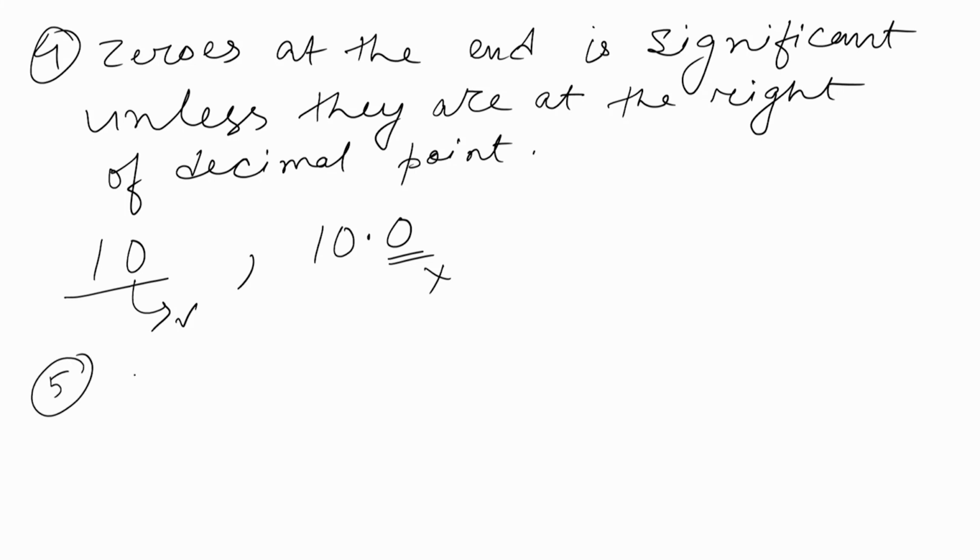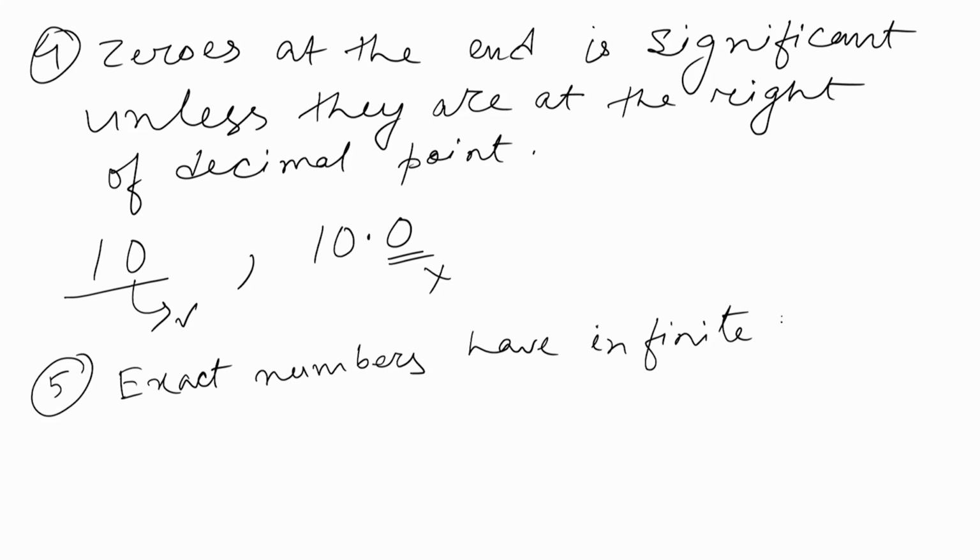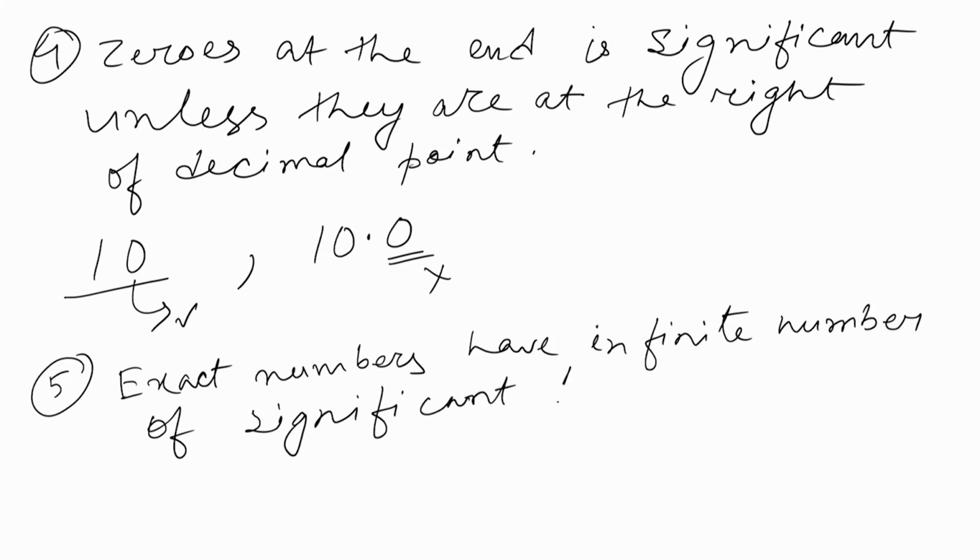The last rule is exact numbers have infinite number of significant figures. Okay. So, let's say 26. We can write and so on.